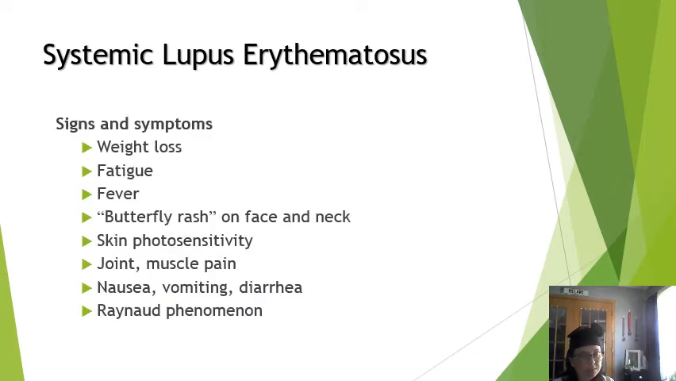SLE signs and symptoms start off rather vague with weight loss, fatigue, and fever. But then you get this butterfly rash on the face and neck that's quite telling of SLE. In systemic lupus, there is a medical terminology clue with eryth meaning red. The link there is with the butterfly rash being red. SLE also comes with skin photosensitivity, joint and muscle pain, nausea, vomiting, diarrhea, and then something called Raynaud's phenomenon. You'll see that a lot with autoimmune diseases.